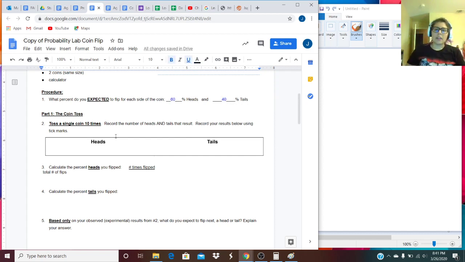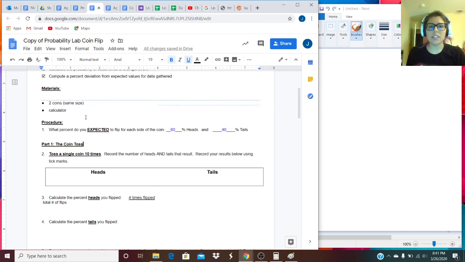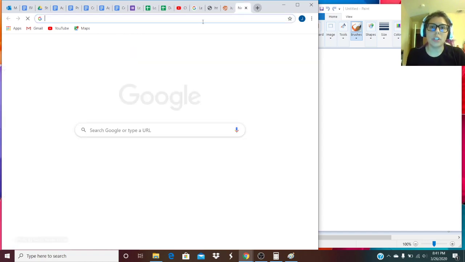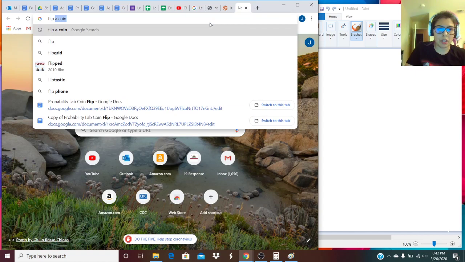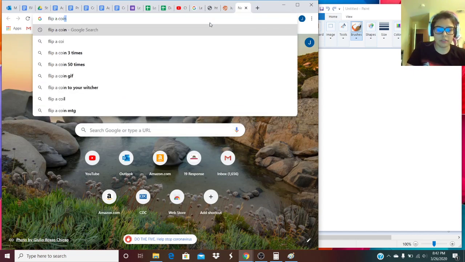All right. Now that we've made a prediction, we're going to go ahead and do the actual coin tossing, okay? So our materials, it says 2 coins, but really if you have just 1 coin, it'll be fine. If you have a phone, you could use that. And if you don't have a phone, but you are using the computer, you can just go to Google and type flip a coin.